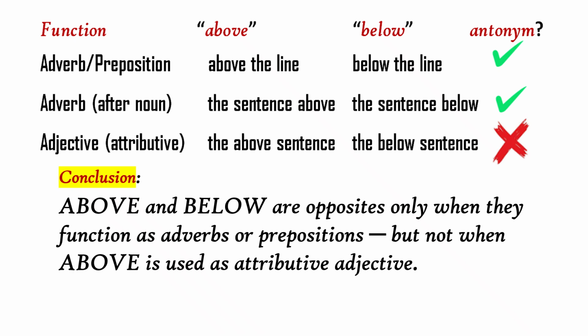So in conclusion, above and below are opposites only when they function as adverbs or prepositions, but not when above is used as attributive adjective. So the above sentence, the opposite is not the below sentence. So that is a limitation, just as we saw in case the word above is used as adjective attributively.